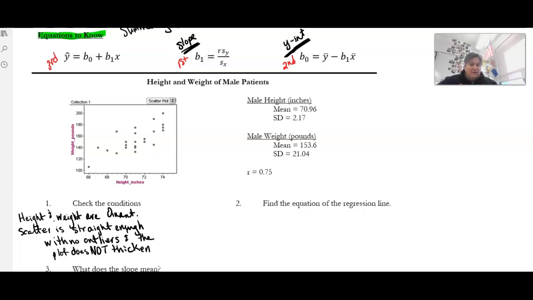So I always like to go ahead and label x, y. It just makes things easier. So right here, our height is our explanatory, so that's our x. And our weight is our response, so that's our y. So the first thing I'm going to do is use my slope equation. So I'm going to use b sub 1 equals r times sy over sx. Now you do not have to write the equation when you're solving the problems, but for notes I think it's helpful so people see where I'm getting it from. So my r value is 0.75, times the standard deviation of y, which is 21.04, divided by the standard deviation of x, which is 2.17.